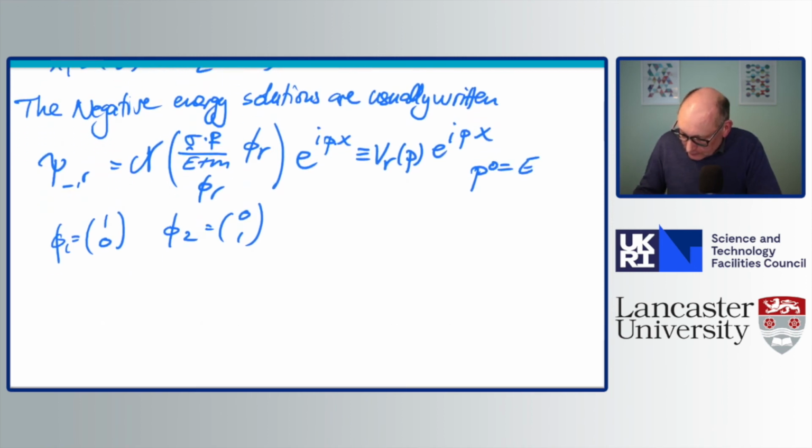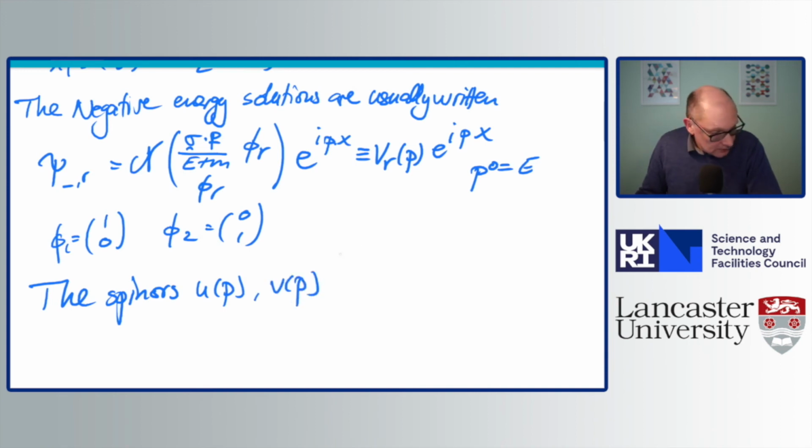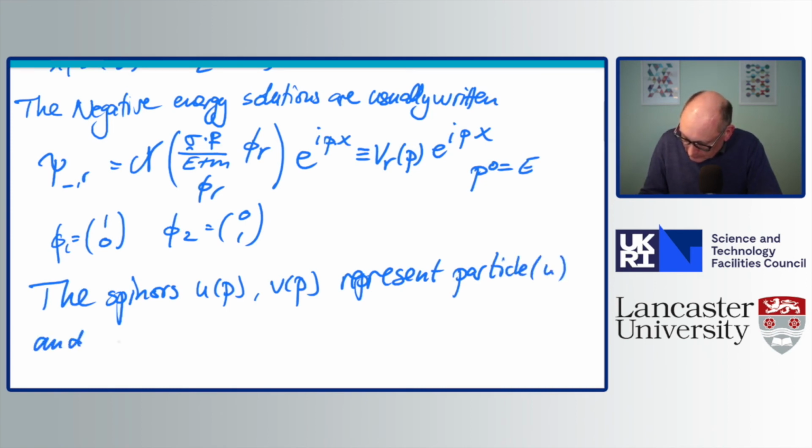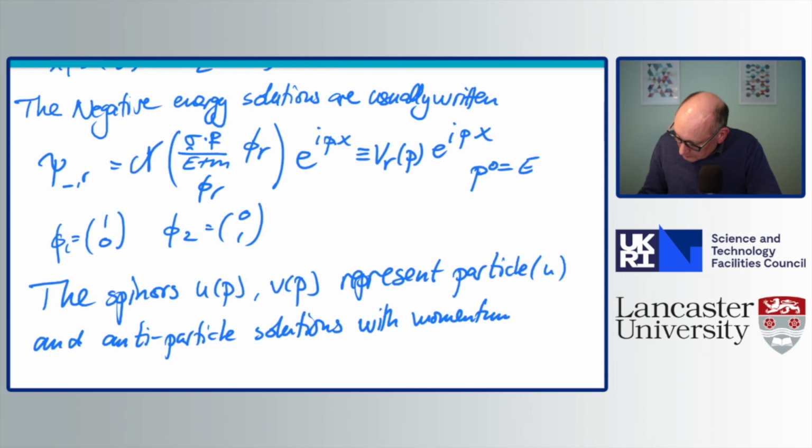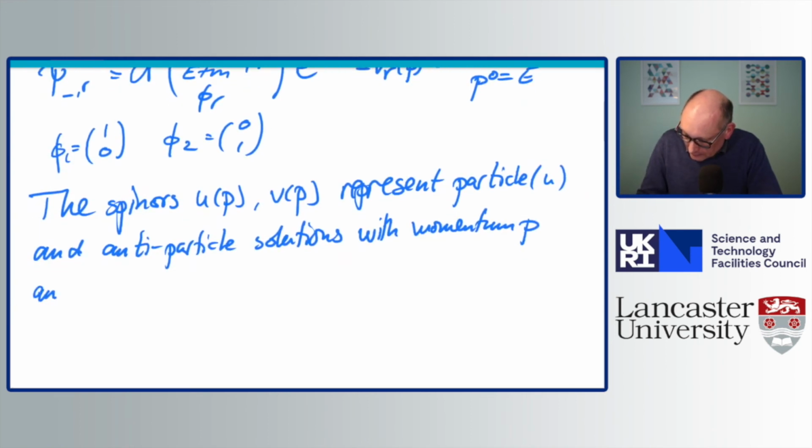Now, the spinors u of p and v of p represent particle and antiparticle solutions with momentum p and energy on shell as E equals square root of p squared plus m squared.